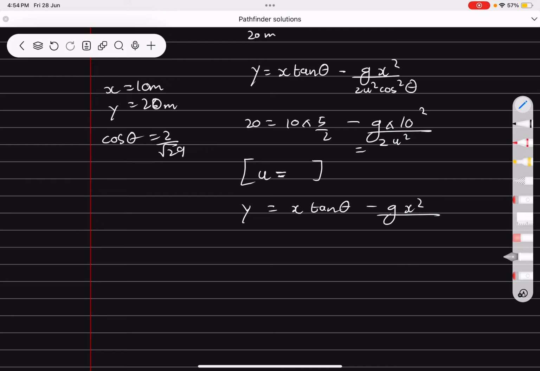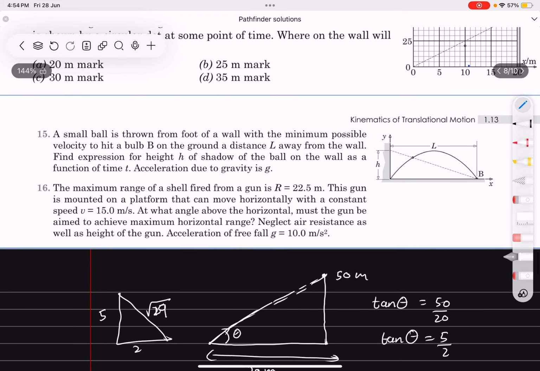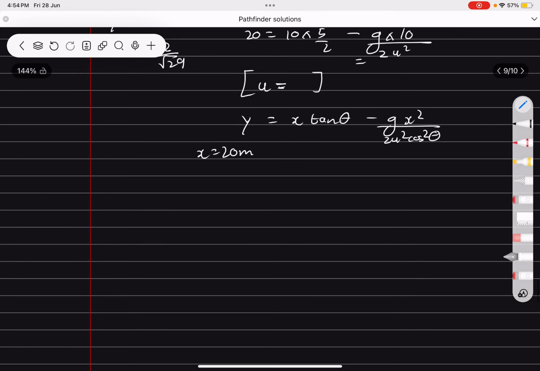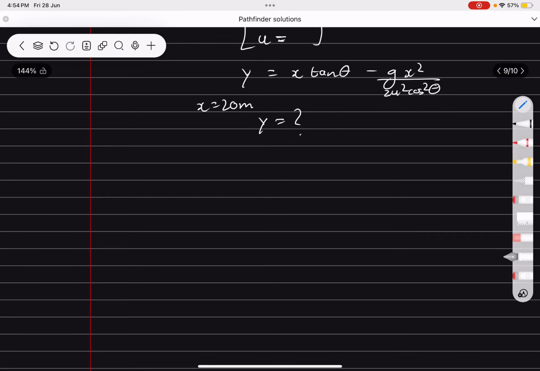This time put x equal to 20, because they asked where will the bullet hit on the wall. That time the x coordinate of the bullet will be 20 meters. So just find the y coordinate. Where will it hit? I'm just giving you this as homework. Find the y coordinate and find the answer, and I'll proceed to the next problem.